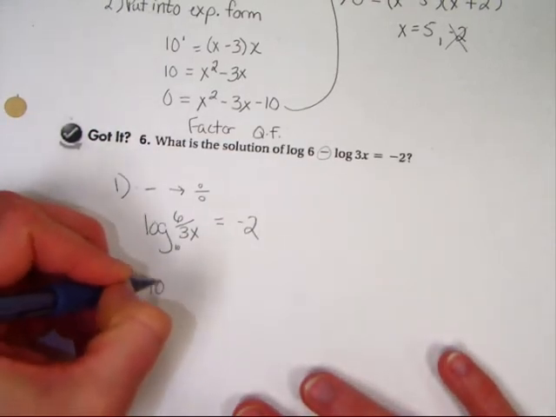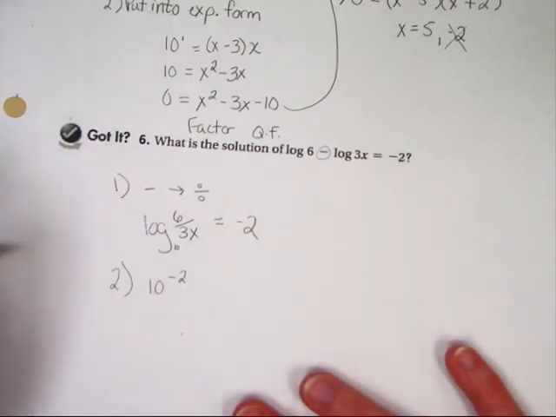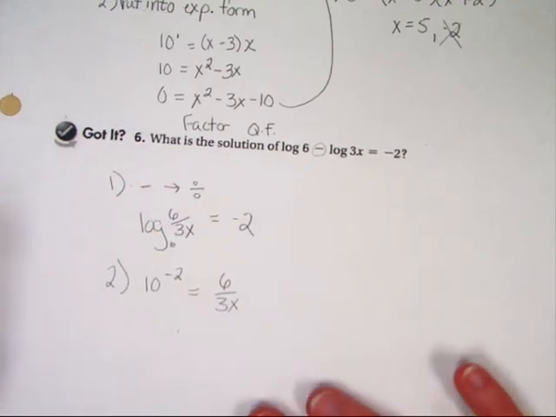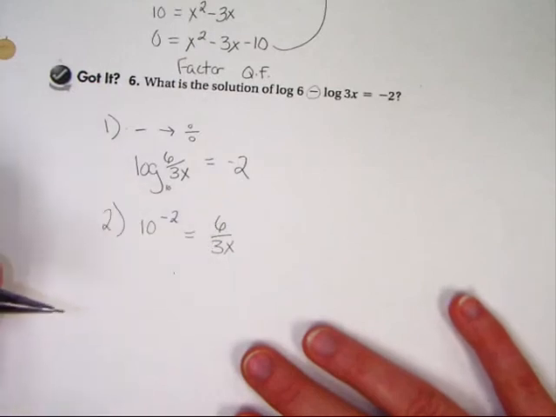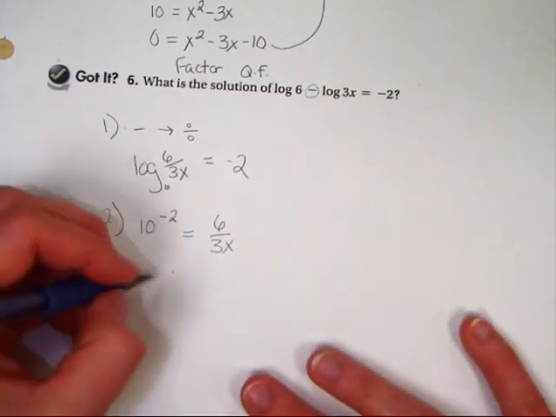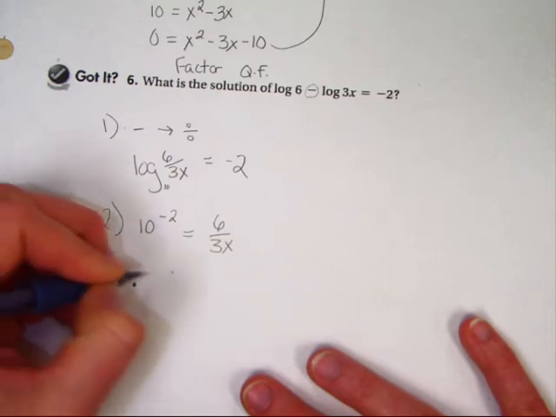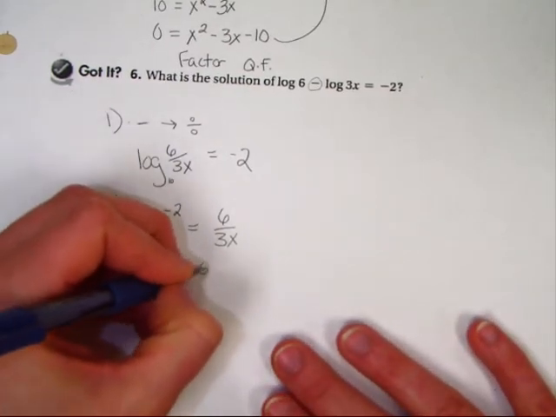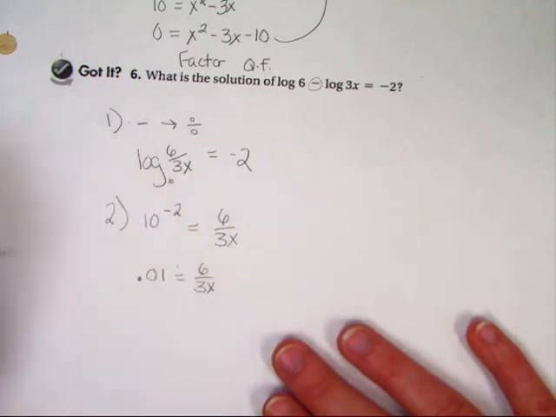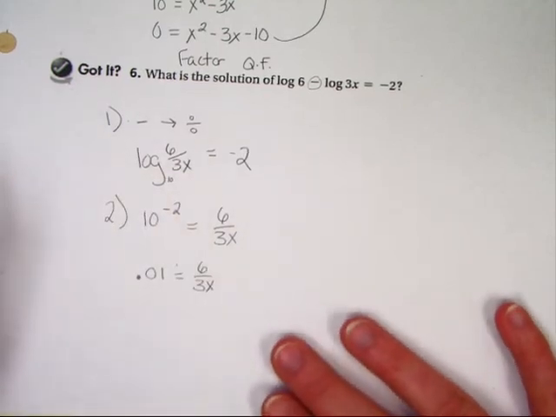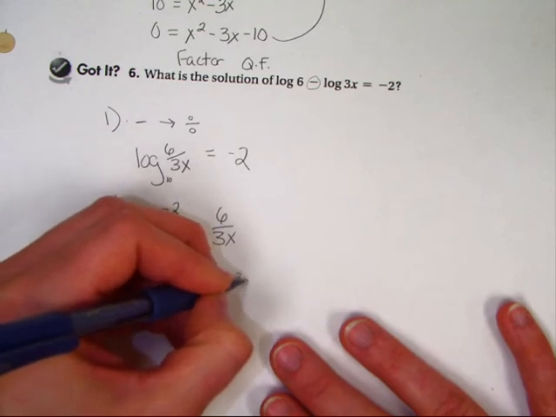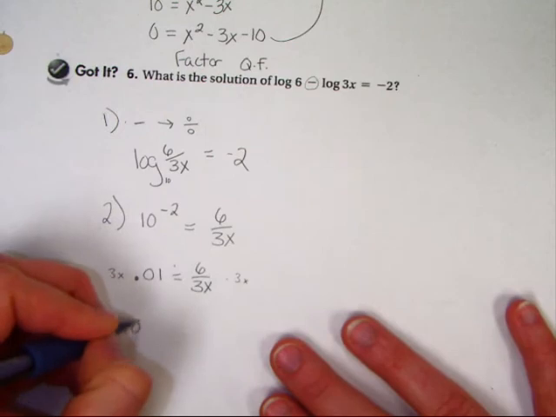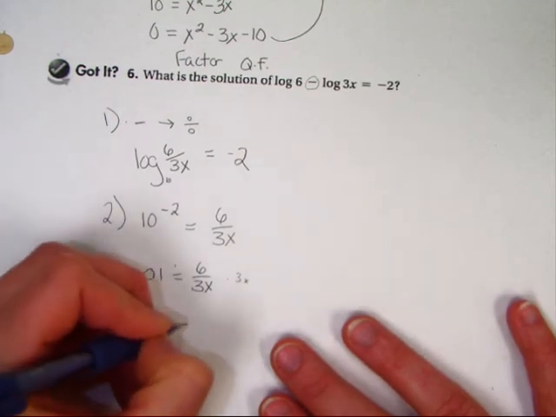So I do 10 to the negative 2 power equals 6 over 3x. You again can reduce 6 and 3 now, or you can reduce later. 10 to the negative 2 is 1/100th, so 0.01 equals 6 over 3x. We're now back to a basic algebra problem. I'm going to multiply both sides by 3x, and I'm going to get 0.03x equals 6.